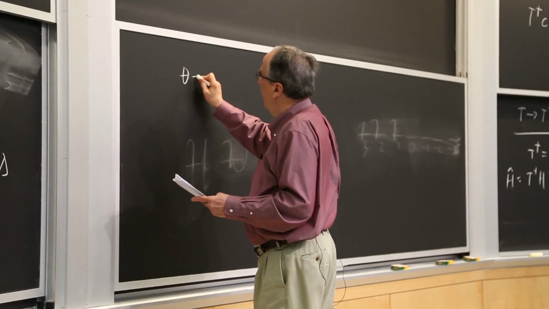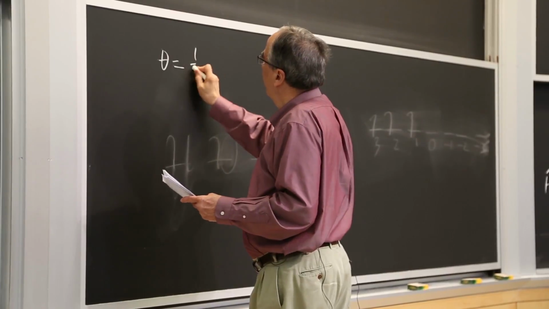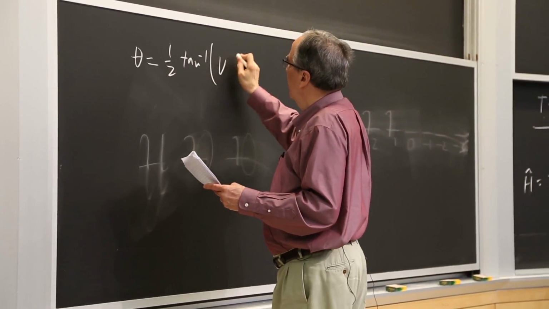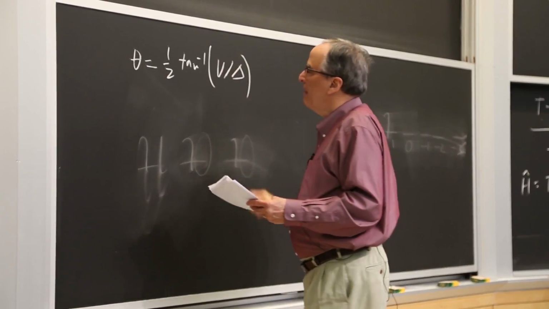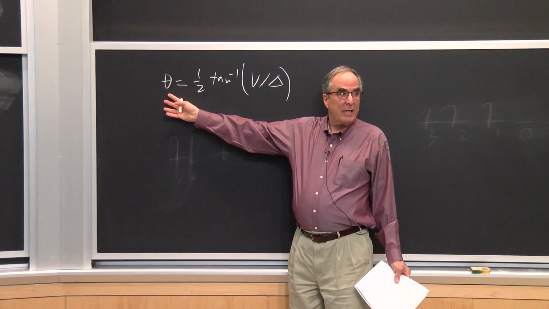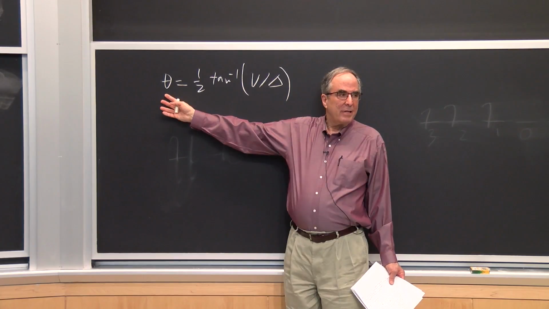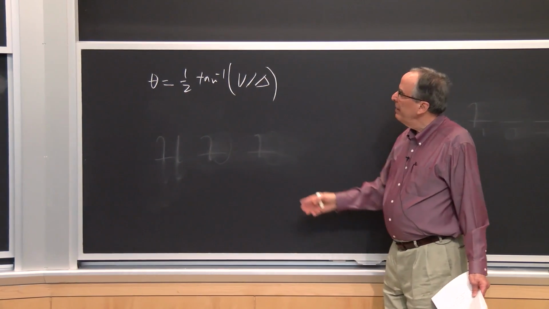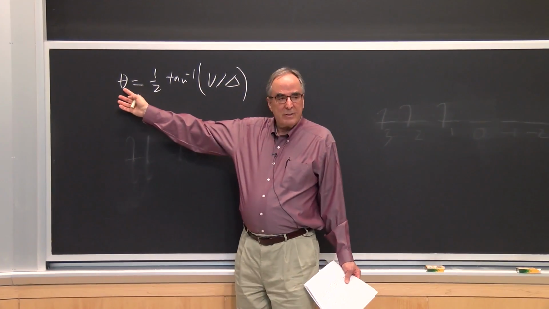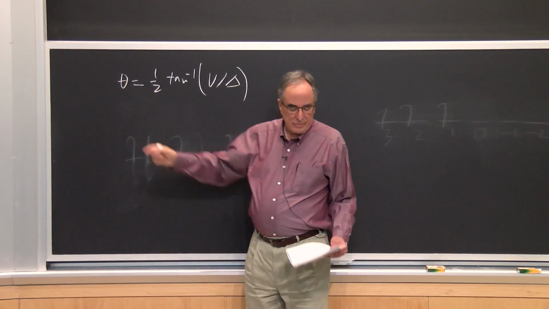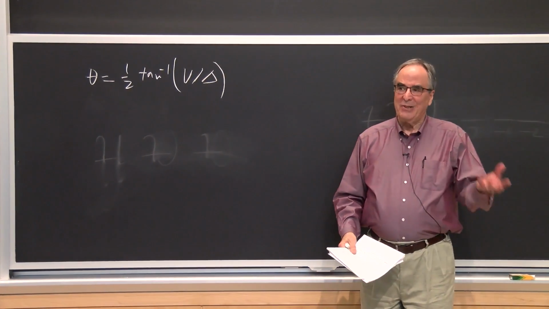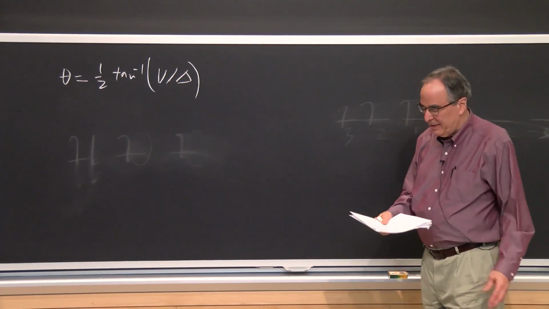theta is equal to 1/2 inverse tangent of V over delta. There it is. That's an analytic result. So for any value of V over delta, we know what theta is. That's not an iterative solution. That's the complete analytical result.